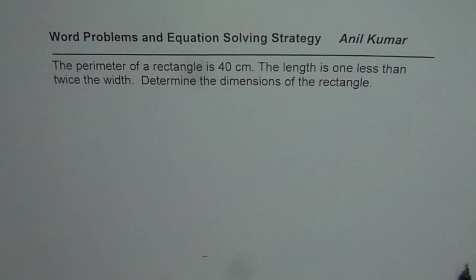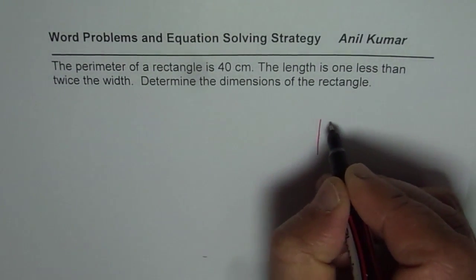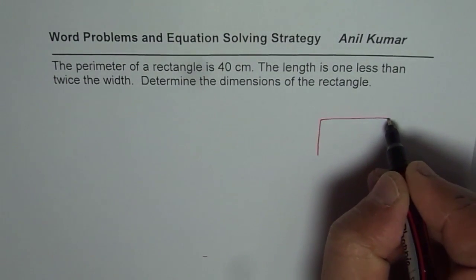The question here is, the perimeter of a rectangle is 40 centimeters. The length is 1 less than twice the width. Determine the dimensions of the rectangle. Let us sketch one rectangle and define the variables.